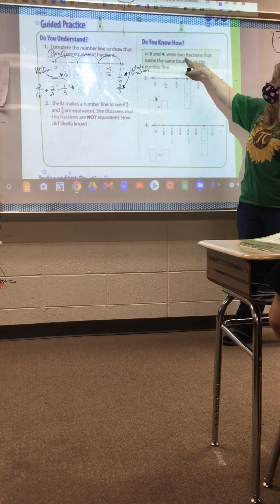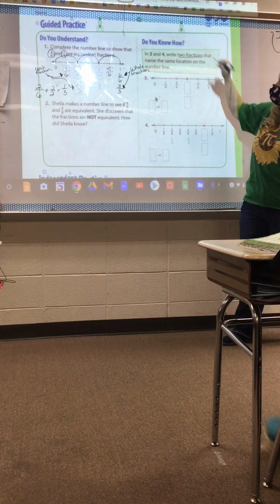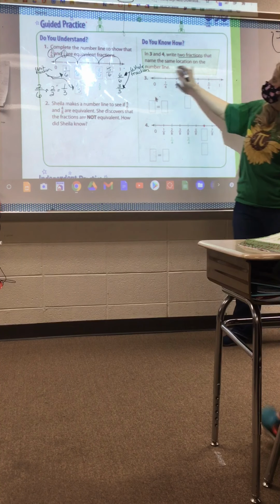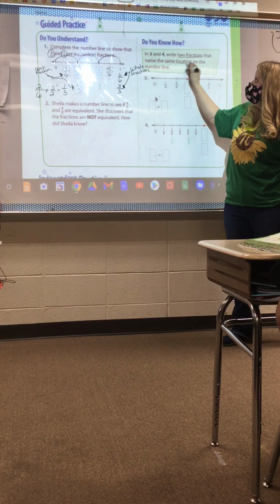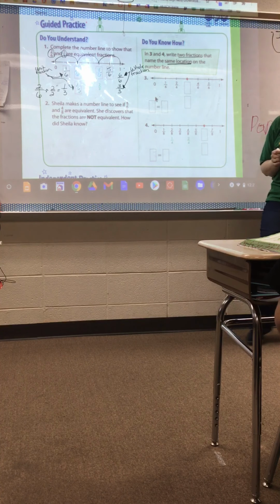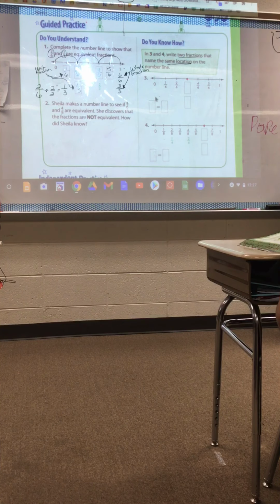In 3 and 4, write 2 fractions. So it wants fractions for everything that name the same location on the number line. So they're at the same spot, the same location, so those are also known as the same spot, looks a little different.